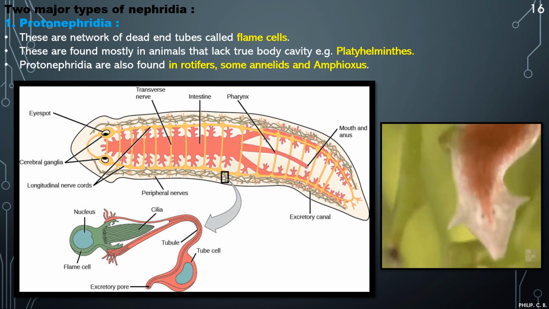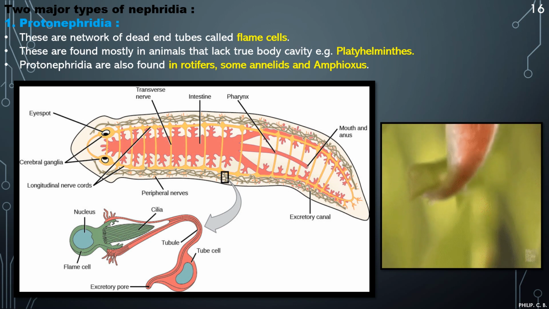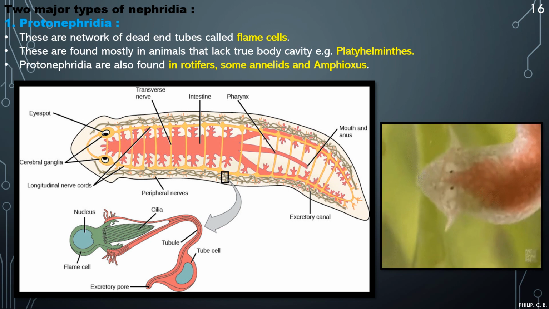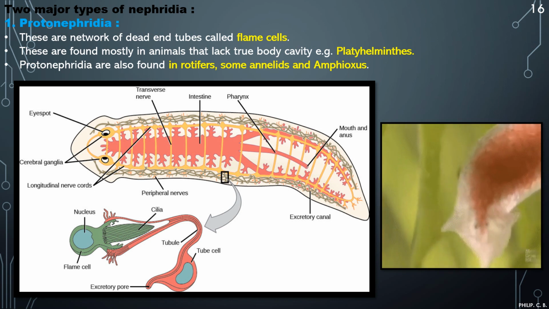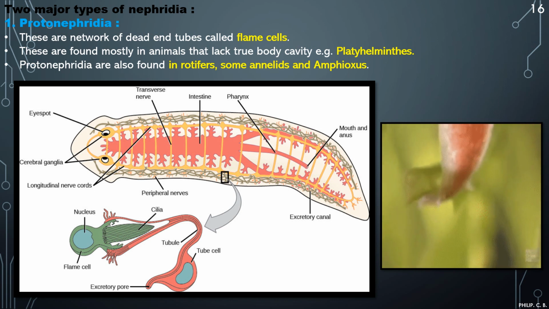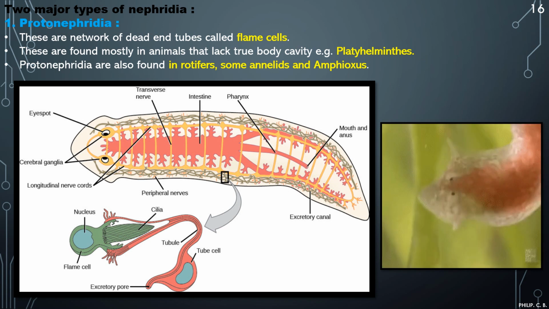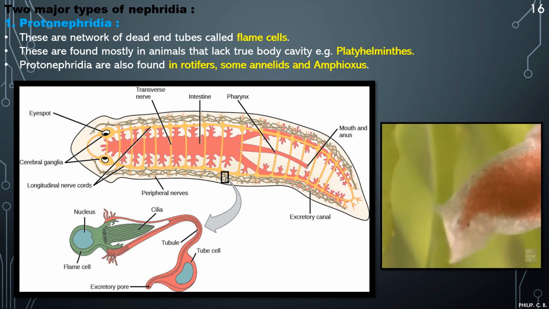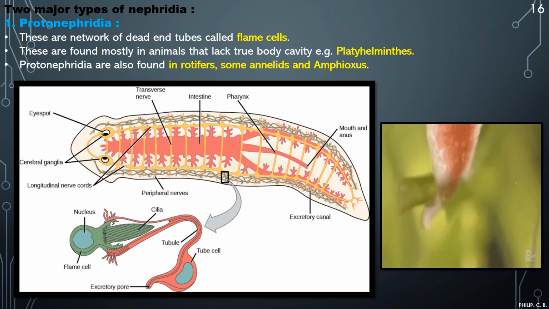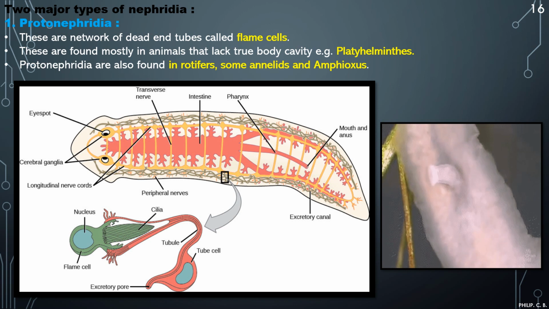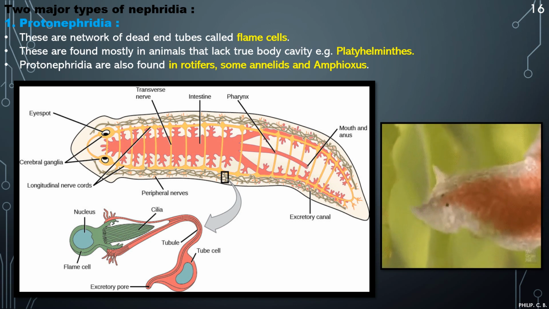Now on the right you can see the animation image of planaria, and see here. First we can see the anterior end, that is the eye spot. Now we can see the mouth and the anus part, the tube, which is seen as the planaria moves. You can now see very clearly.